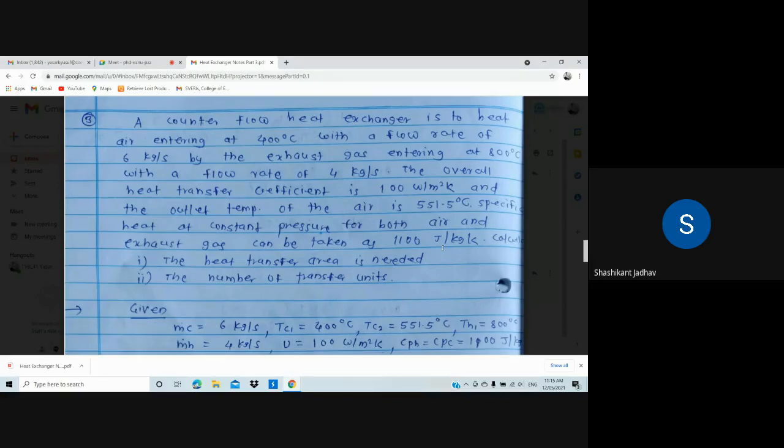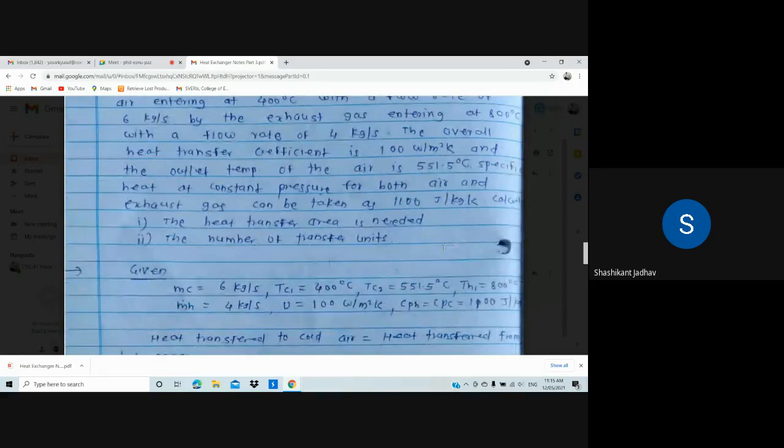Okay. So all of you write down, TC1 is equal to 400 degrees Celsius with a flow rate of 6 kg per second. That is the flow rate given. The flow rate of air given means what will it be? M dot C is equal to 6 kg per second.